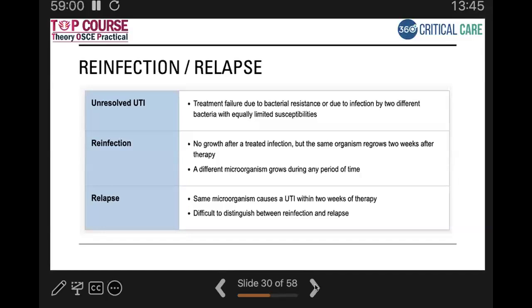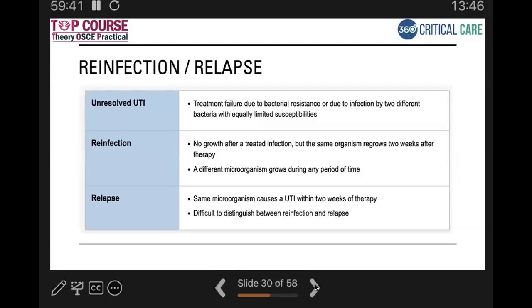And when it comes to recurrent UTI, there are a few definitions. It doesn't make any major change in the treatment, but you should know them. What is an unresolved UTI? When there is a treatment failure due to bacterial resistance, or due to infection by two different bacteria with equally limited susceptibilities, then the patient can present with recurrent UTIs. And what is a reinfection? The patient has been treated and there is no growth after the treatment, but again after 2 weeks, the same organism regrows, then you call it reinfection. Or after 2 weeks of therapy, if a new organism grows, then it is also called reinfection.